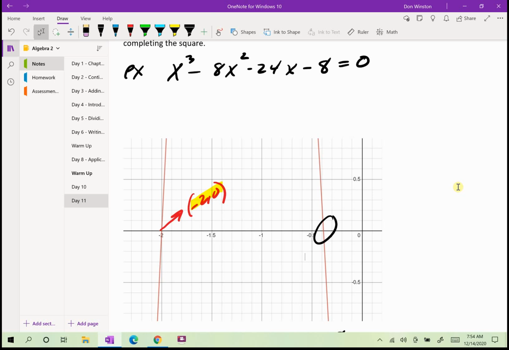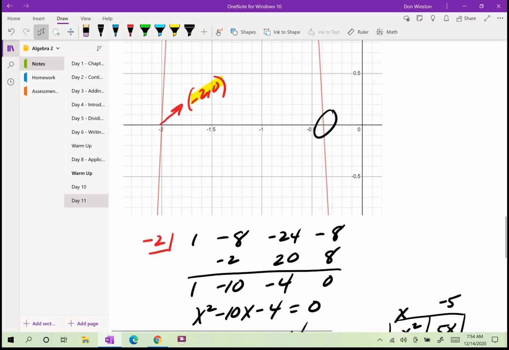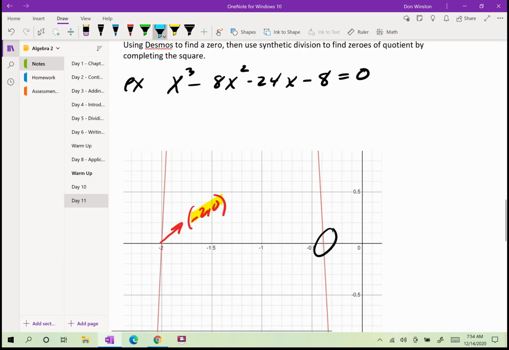So what I'll do is I'll use that zero in synthetic division. So my zero is negative 2. And then I'll write the coefficients for my polynomial. So 1, negative 8, negative 24, negative 8.